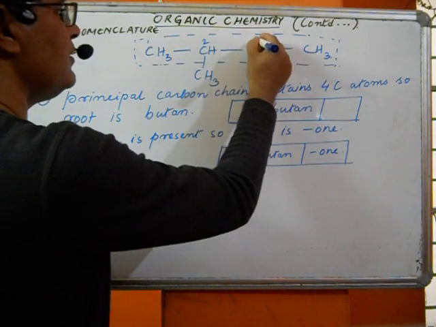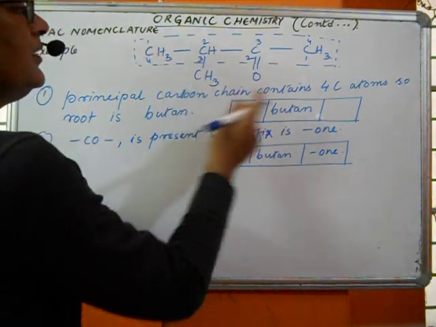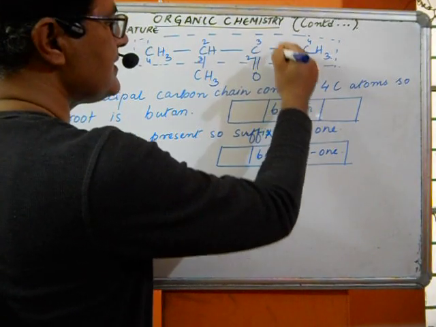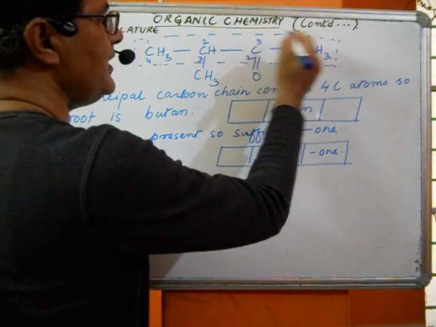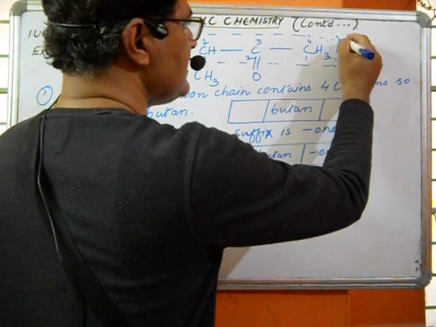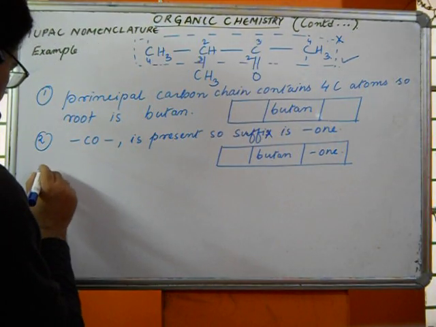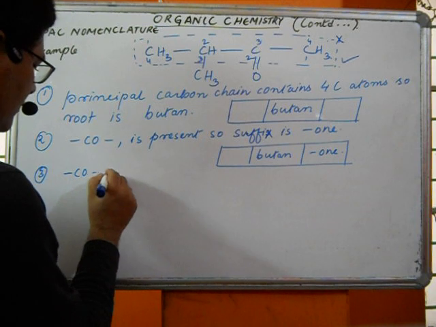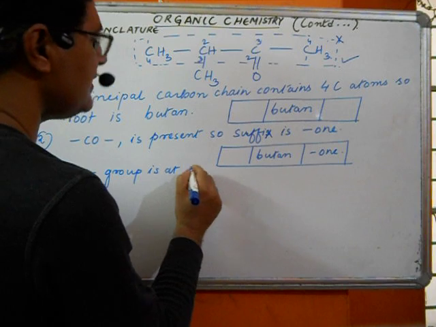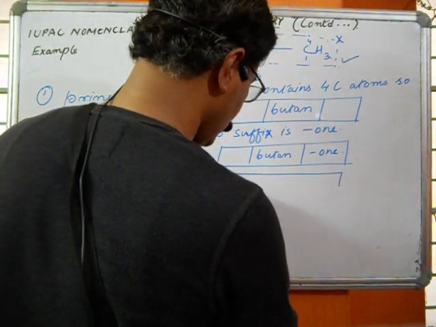1, 2, 3, 4. 1, 2, 3, 4. So this is the lowest location number. Here in this, you will see the carbon has got over here 3. If I take this numbering, here it is number 2. So the lowest location number is taken. This is wrong. This is correct. So we will take that the CO group is at C2.